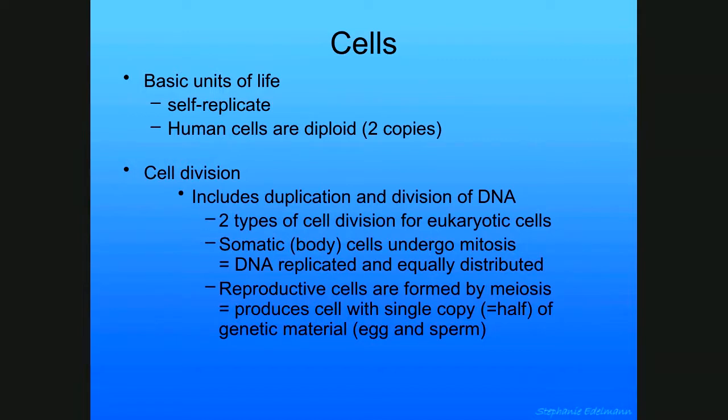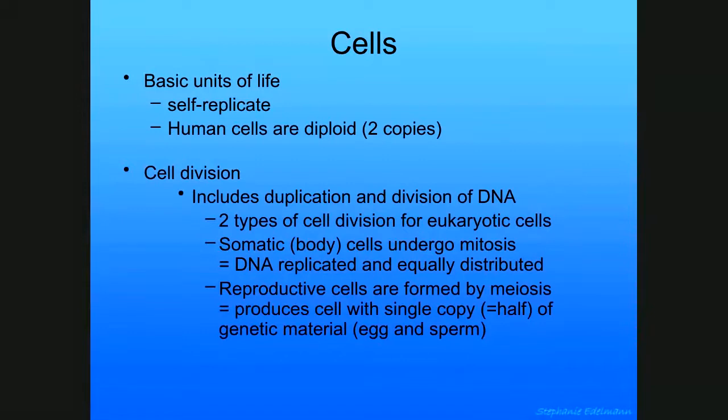Cells are the basic units of life. They've been called the atoms of life because they're the smallest self-replicating unit. Cells don't start de novo. A cell comes from a cell. Human cells are diploid. That means they have 2 copies of the genetic material in every single human cell.